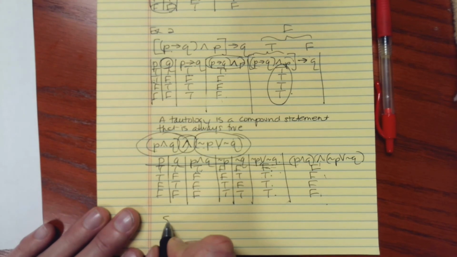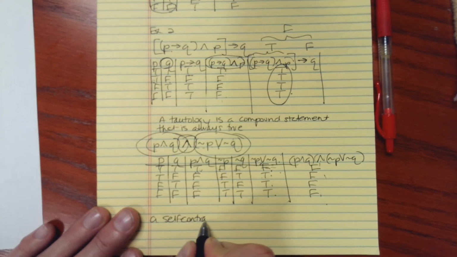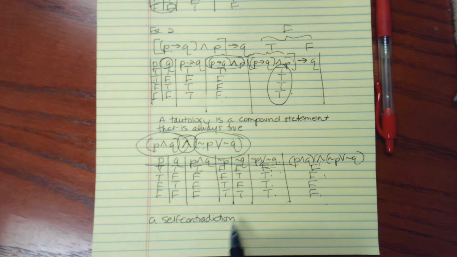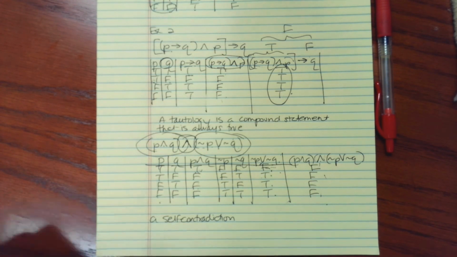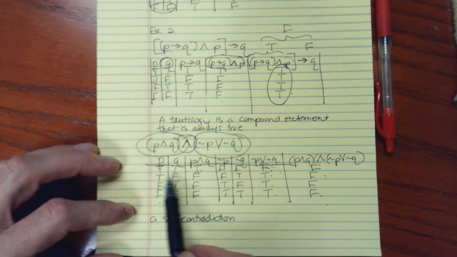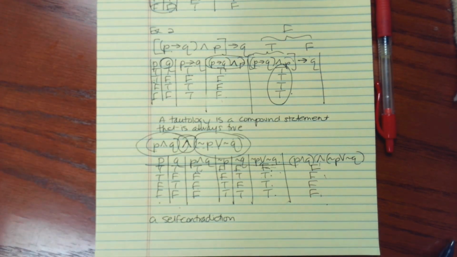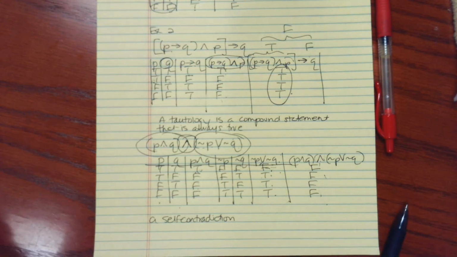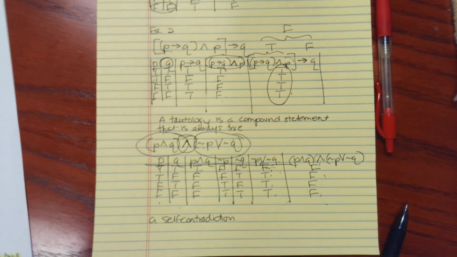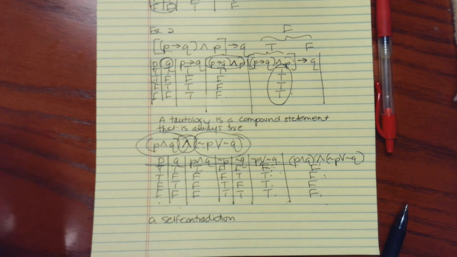That's called a self-contradiction. And so this is just always false. It's false for every combination of true and false for the simple statements. Alright, that's it for this video, and in the next video I'll talk about equivalent statements.